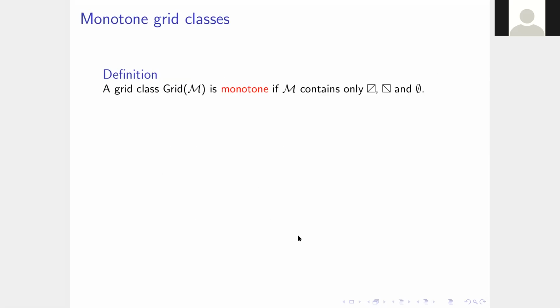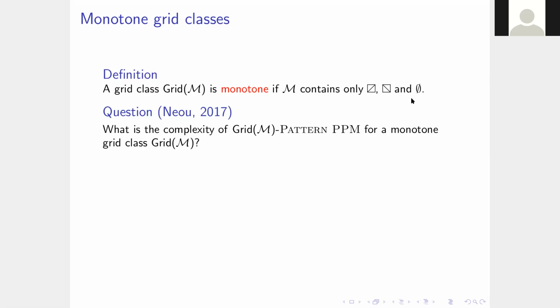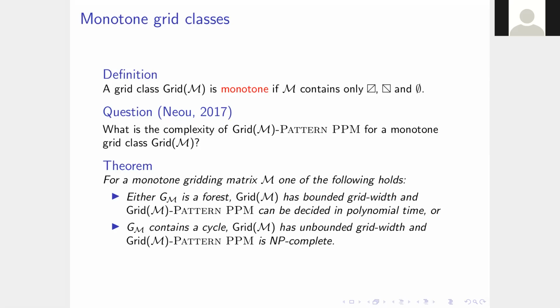All right, so now let us look at the monotone grid classes, which is just a small set of grid classes, and we say grid class Grid(M) is monotone if M contains only the increasing classes, the decreasing classes, and empty entries. And so in 2017, Neou wondered at the end of his PhD thesis, he asked, well, what is the complexity of Grid(M) pattern PPM for such a class, for a monotone grid class? And we actually answered this fully.